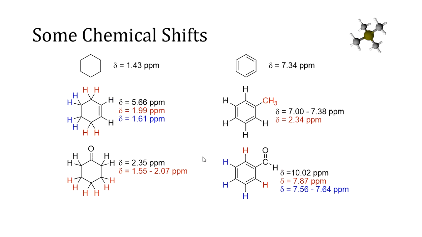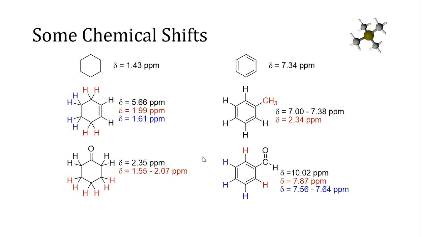So the two hydrogen atoms attached to the alkene carbons have chemical shifts at 5.66 parts per million. And the presence of that alkene also increases the chemical shift of the allylic hydrogens one spot away to 1.99 parts per million, and it even increases the chemical shift of the other hydrogen atoms in the molecule even farther away from the alkene, just a little bit though, to 1.61 parts per million.